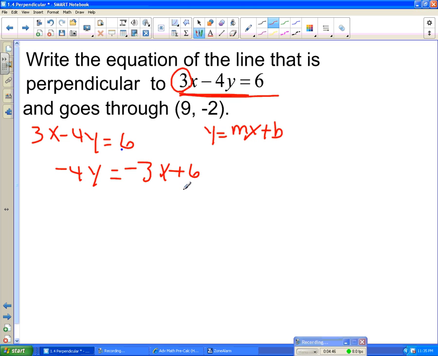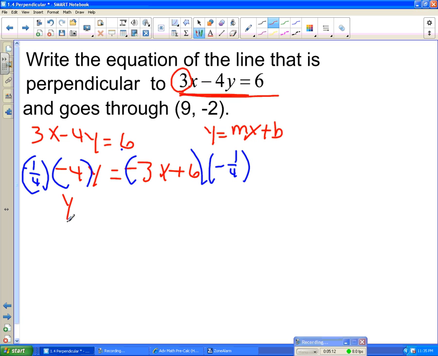I have two options. I can divide by -4, or I can multiply everything by the reciprocal of -4, which would be -1/4. So that's what I'm going to do. I'm going to multiply everything by negative 1/4. It has the same effect as dividing. So negative 1/4 times 4 is just going to be 1.